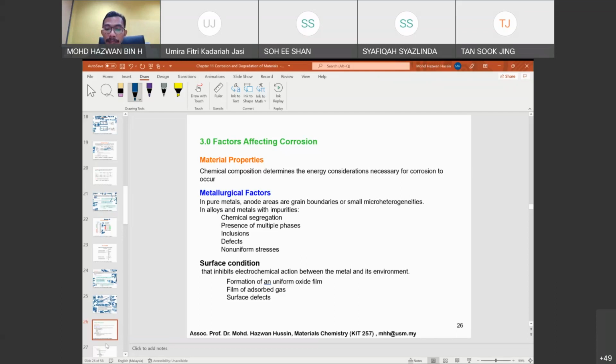That is why if you compare, you have stainless steel. Can you actually think why stainless steel doesn't corrode? Because in stainless steel, you have a very thin oxide layer or passive layer known as chromium oxide. This layer is very passive, very stable, and it is an oxide film that stops further oxidation of iron. And other than that, a film of adsorbed gas and also surface defects can affect the corrosion process.